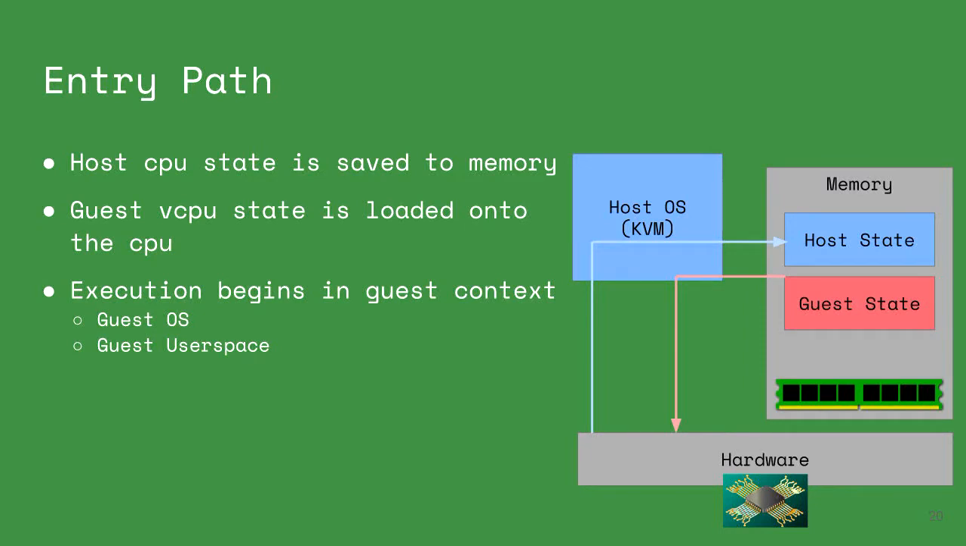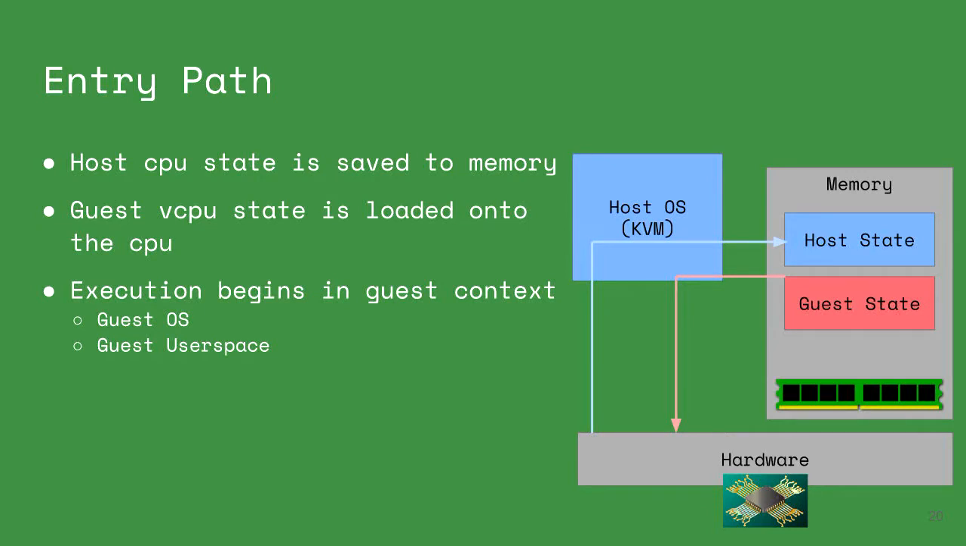So let's have a bit of a closer look at this exit and entry path. As I've called it, the KVM entry path is what we take when we're running in our host and we want to load up our guest context. And now that context is saved in our host memory. So what do we do? First of all, we need to save our host state off the CPU so that we can restore it later when we want to run the host again. We then take the guest state and load it onto the hardware, and off we go.